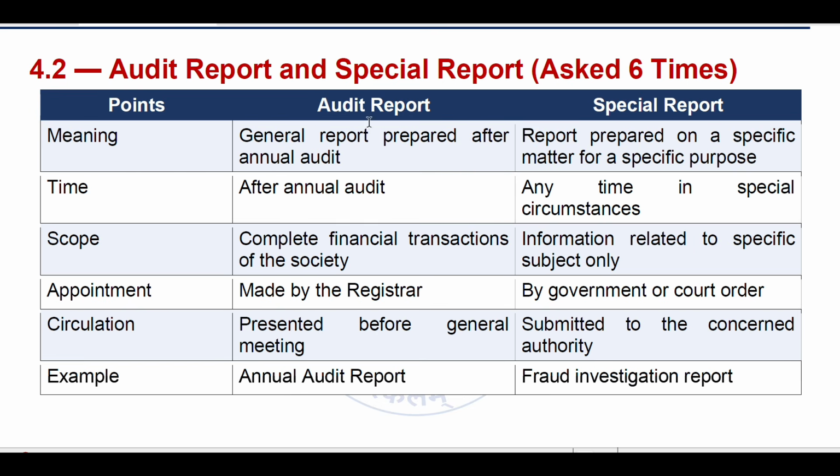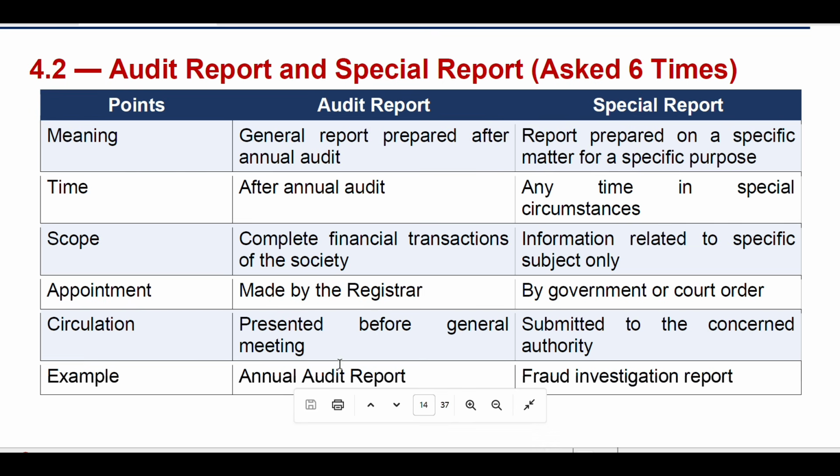What is the meaning of audit report? A general report prepared after the annual audit. Time: after the annual audit. Scope: complete financial transactions of the society, made by the registrar, then presented before the general meeting.